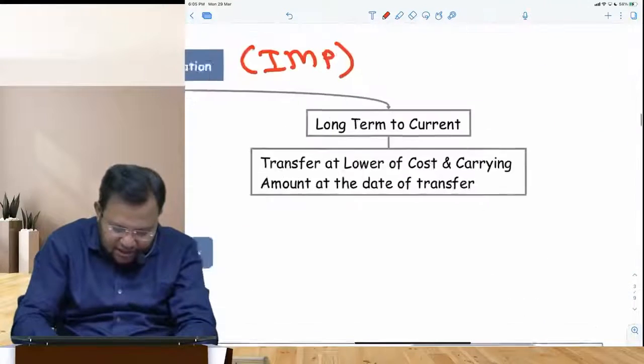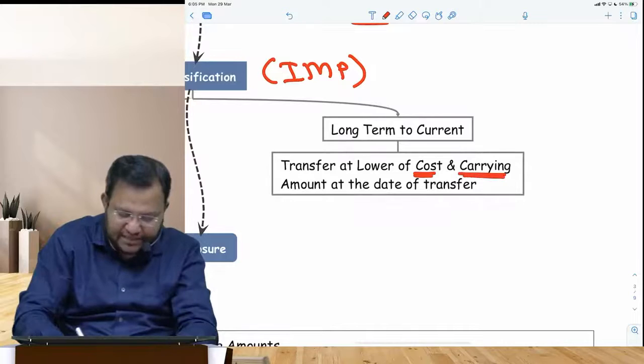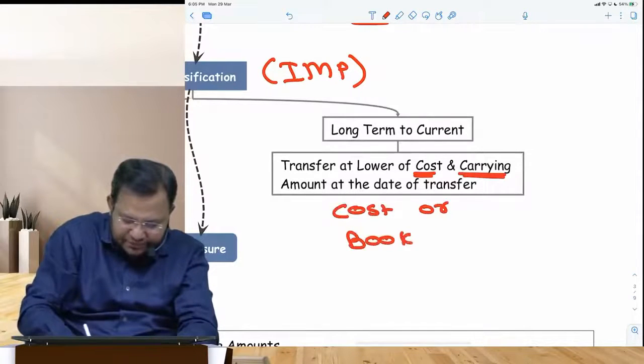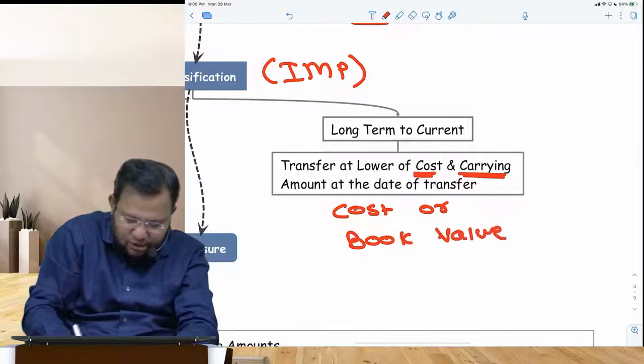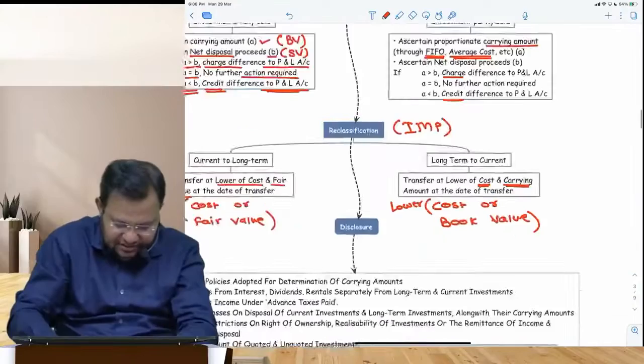If you are doing long-term to short-term, cost or book value, whichever is lower. Cost or book value, whichever is lower. At that amount you should transfer.